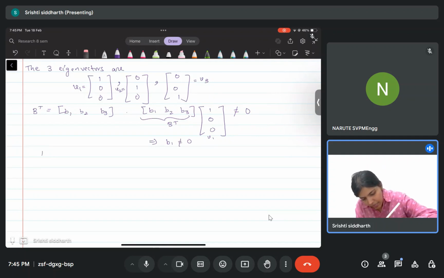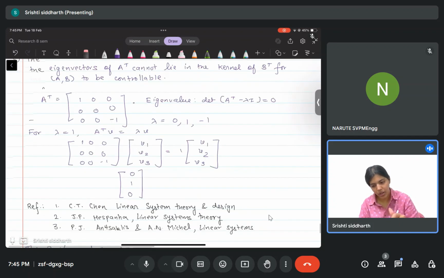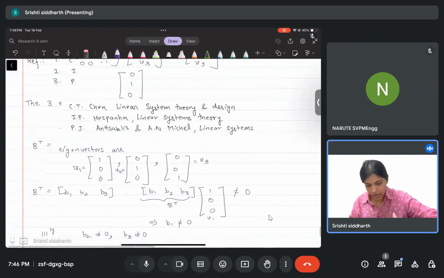Then similarly, we can figure out that b2 and b3 can also never be 0 for the system to be controllable. All right, so these are the necessary and sufficient conditions for the pair A, B to be controllable. I hope that the questions that we discussed today were clear to you.